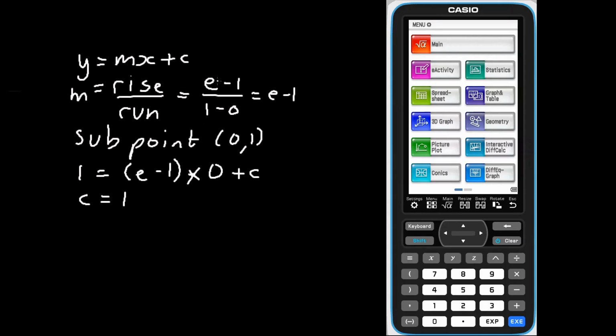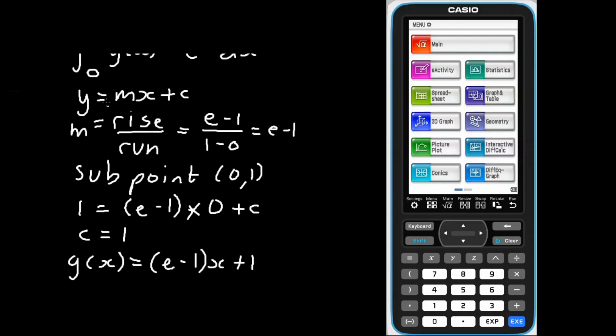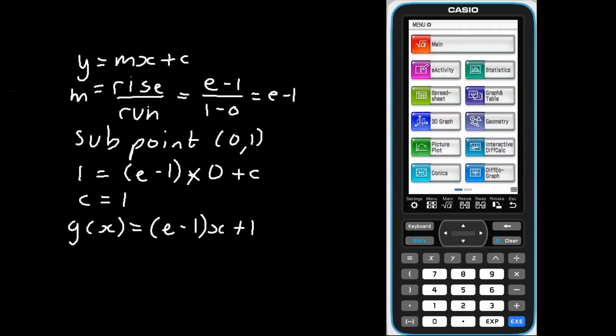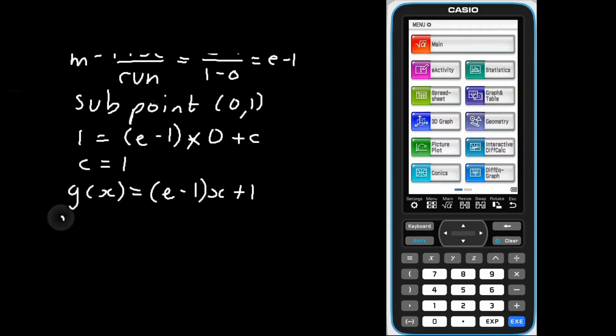So let's substitute our final equation, which is g of x. We said that's equal to e minus 1 x plus 1. Now we just need to substitute that into our original equation, which is this thing at the top. So let's go ahead and do that. So from 0 to 1 for this plus 1, now minus e to the x.